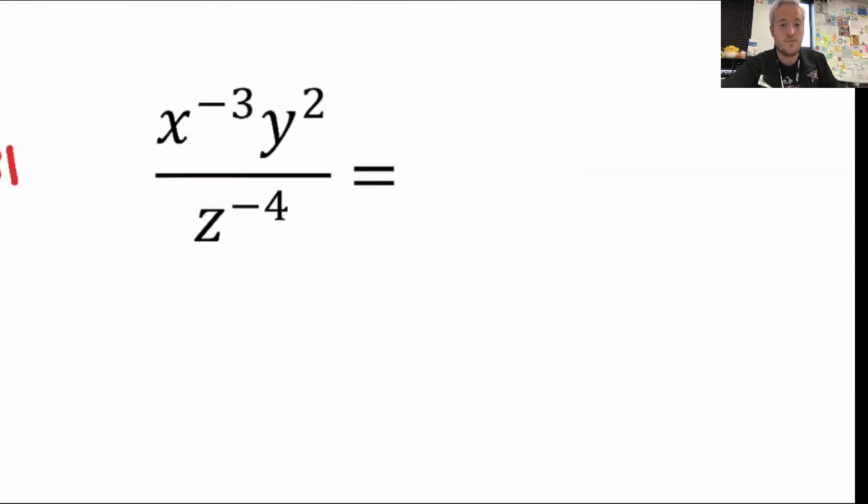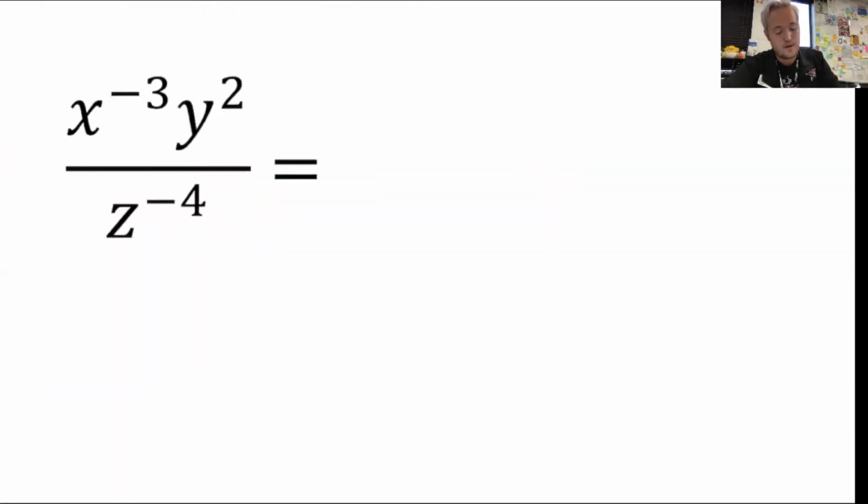All right, so looking at this next one here, now we have a couple different negative exponents. But notice here how we have an exponent of positive 2. So what that tells you is that positive 2 exponent there is not going to move. It's going to stay exactly where it is. So I'm going to leave the y squared alone. It's not going to move.